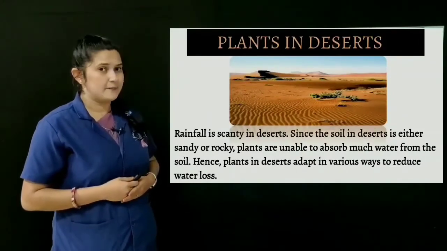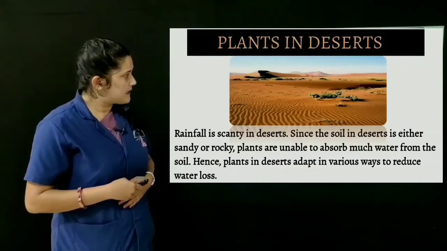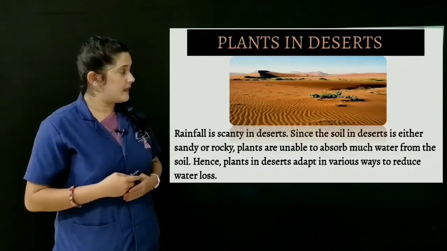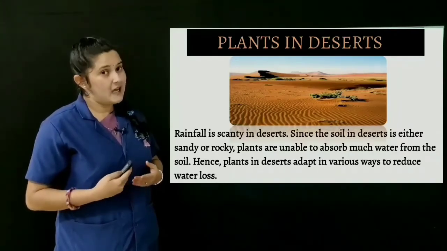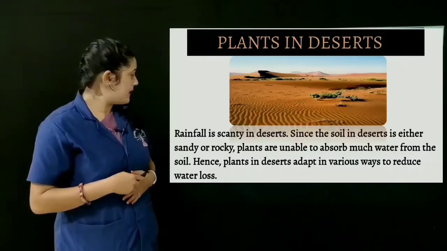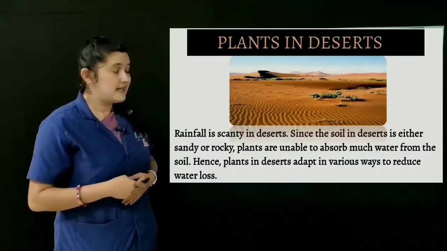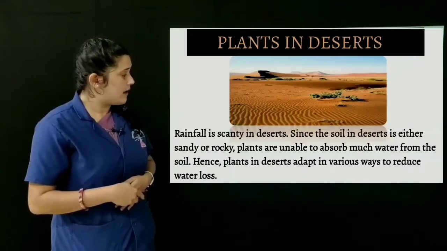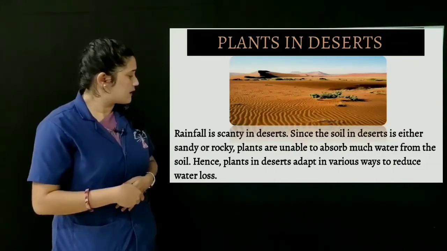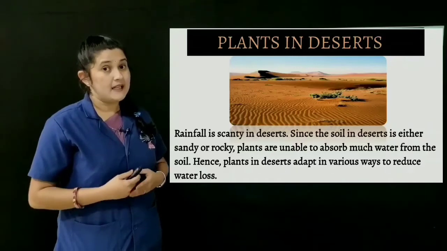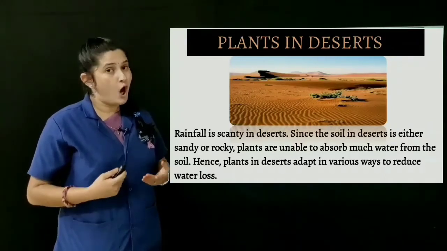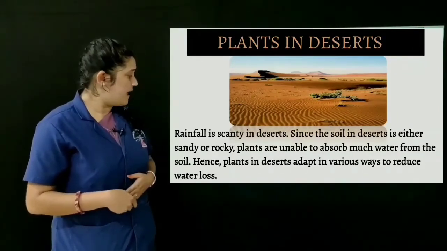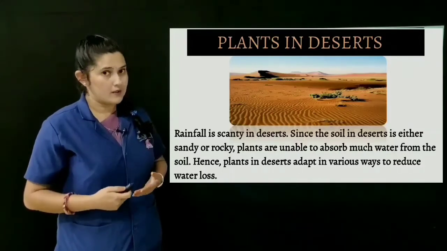Plants in desert. Here in this picture, you can see the desert region. How is it? It is sandy and you can see the soil. Rainfall is scanty in deserts. Since the soil in desert is either sandy or rocky, plants are unable to absorb much water from the soil. The climatic conditions here are hot and dry. Hence, plants in desert adapt in various ways to reduce water loss.